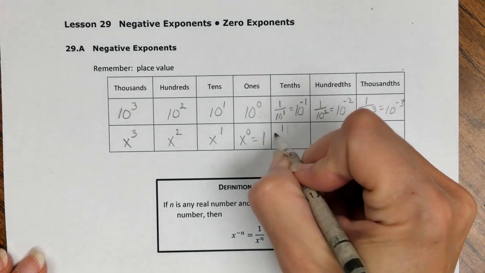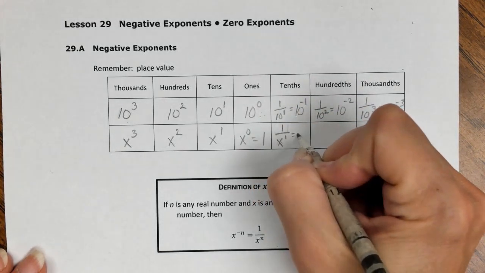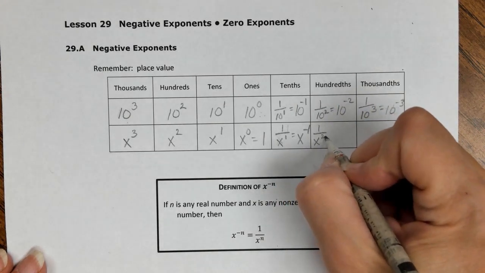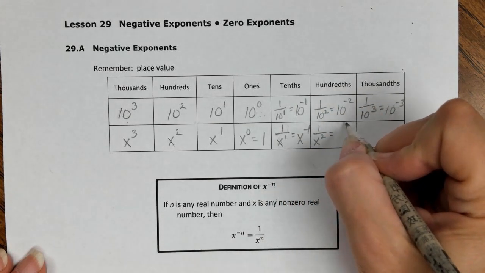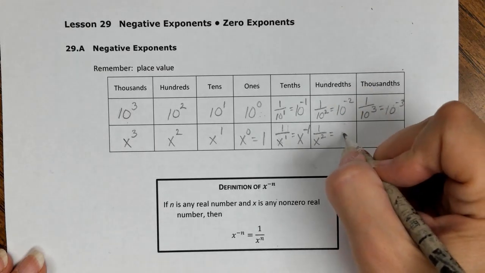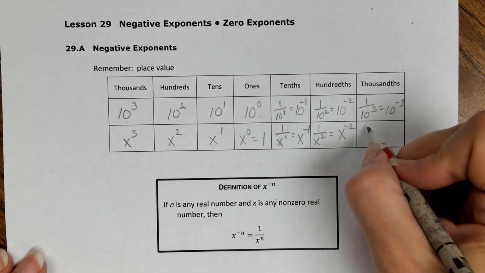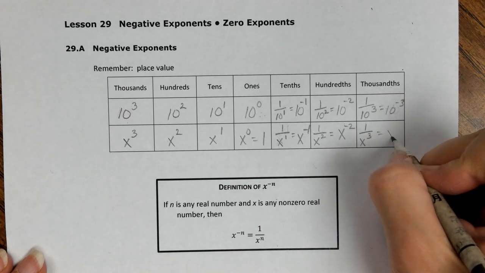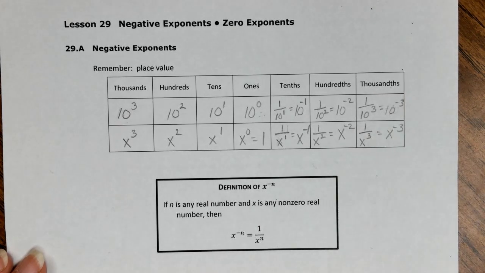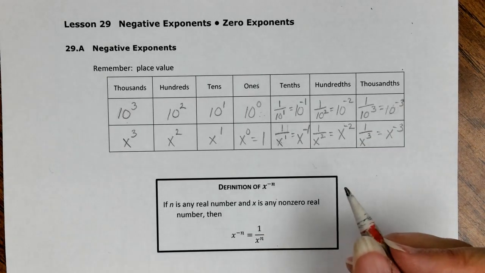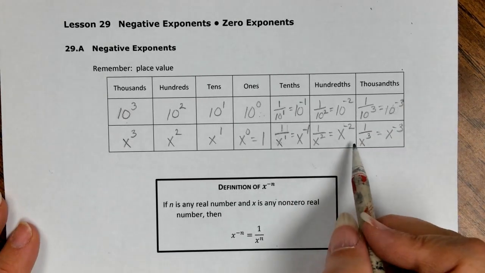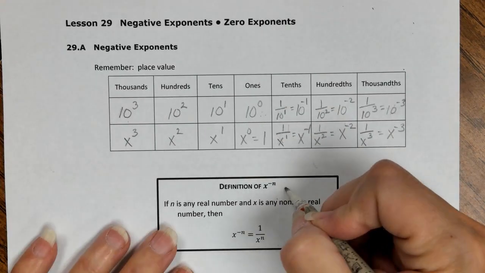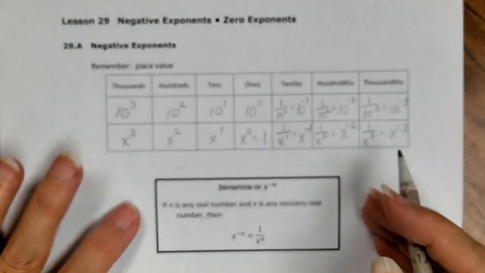Okay, 1 over x to the 1, and then x to the negative 1. 1 over x squared. You have to write a little bit small in these boxes. X to the negative 2. Okay, so this is demonstrating, again, both of the things from this lesson, and right now we're focusing on negative exponents. So here's our definition in the box.